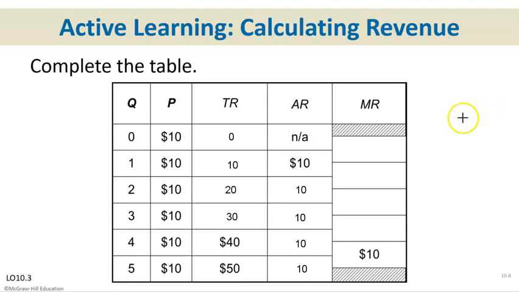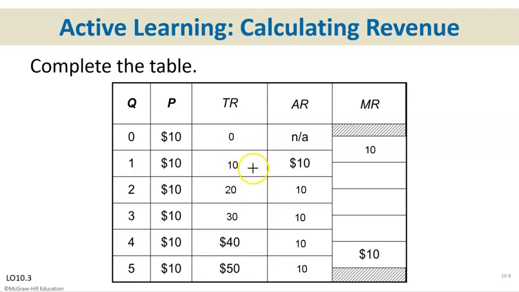Now let's see what happened with marginal revenue. So marginal revenue is going to be the change in the total revenue. So total revenue went up by $10 divided by the change in quantity. Well, quantity is only changing by 1, so we don't have to worry about dividing by 1. So we're just going to look at how much total revenue increased by. So it went up by $10.